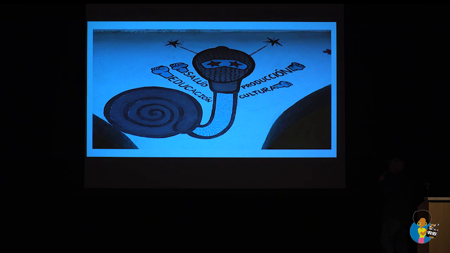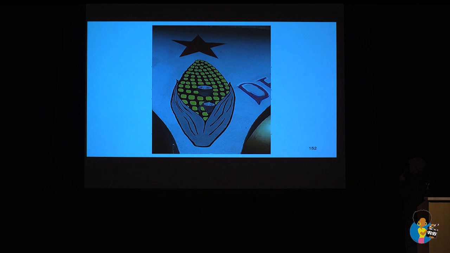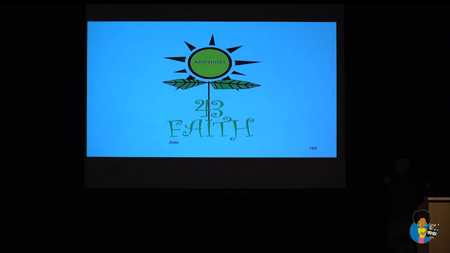Next, please. These next two are images that I incorporated in my contribution to the mural itself. As you see, it says solidarity, education, production, culture. Next, please. They call themselves People of the Corn. This is Ayotzinapa, in solidarity with the 43 students missing in Guerrero, the state of Guerrero in Mexico.